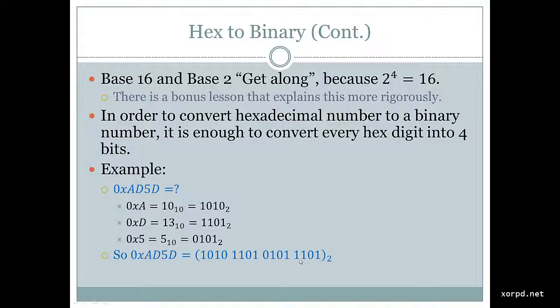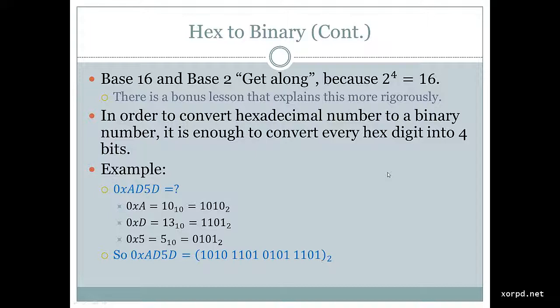The last part, 1101, is actually something we know. The last hexadecimal digit is D, and we've already found out the 4 bits that correspond to D. We already calculated them here, so we don't have to calculate it again. We just write 1101, and we get this result.